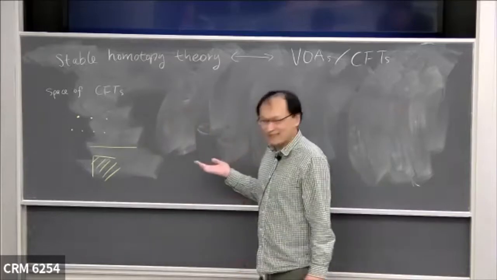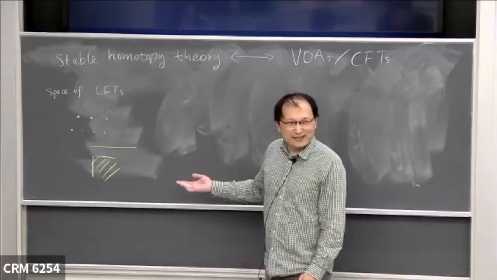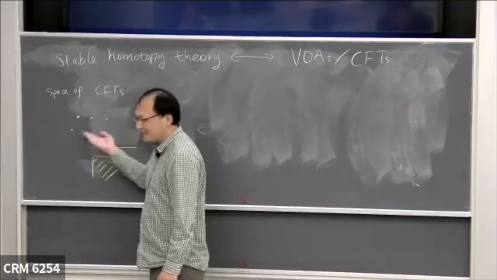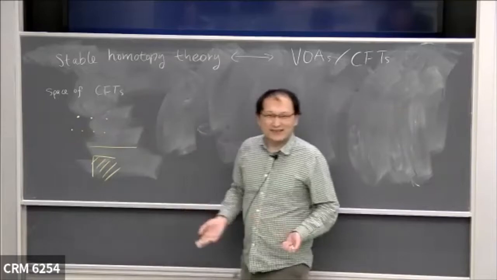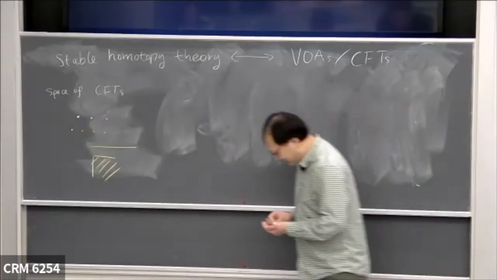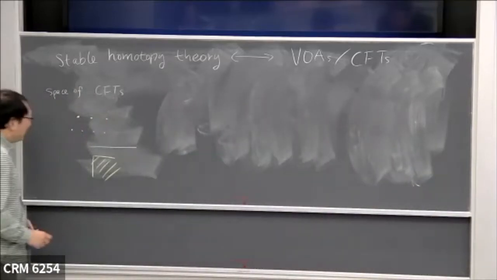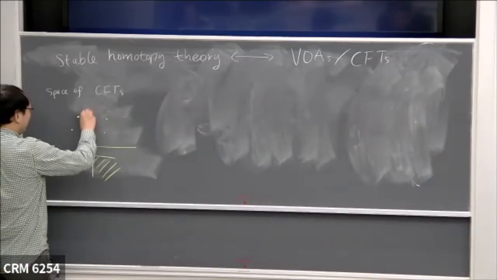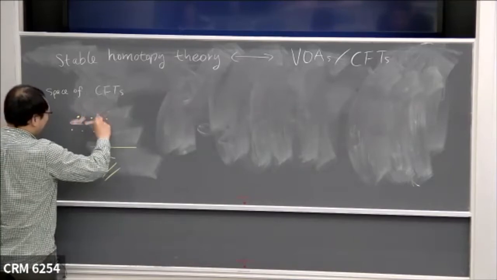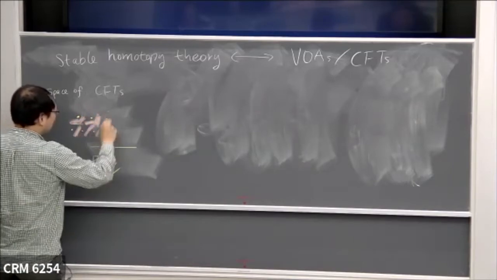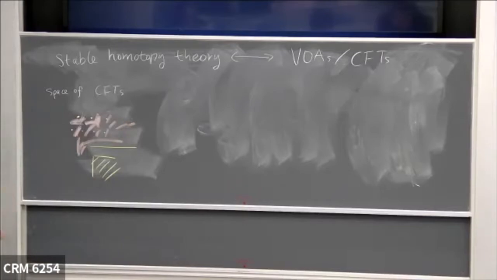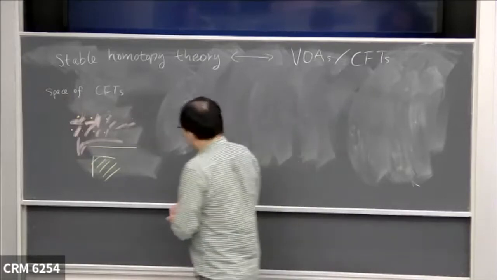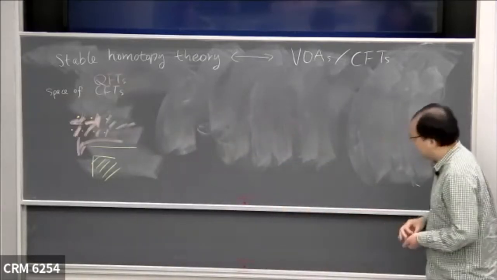Right. So if you want to study the homotopy theory of this space, it's going to be not very interesting, right? Well, because a discrete set of points carries no interesting topology. So what should we do? Well, to turn this into something more interesting, we try to fill the space between discrete points. This can be done naturally by not just looking at CFTs, but QFTs in general. And this is what we will do today.